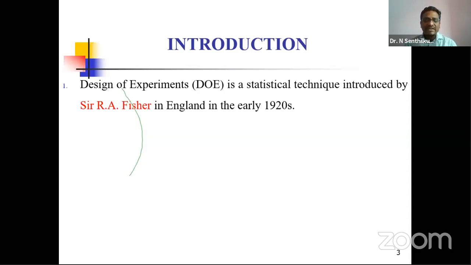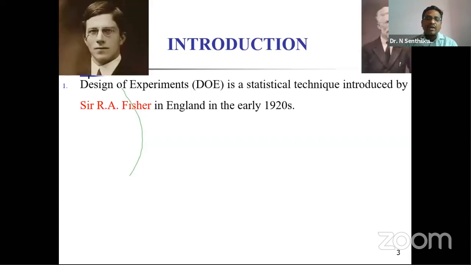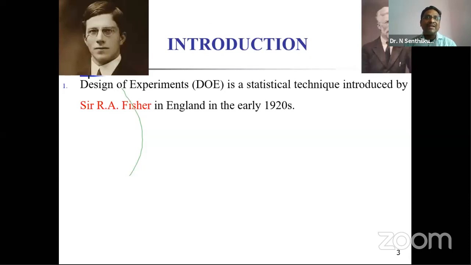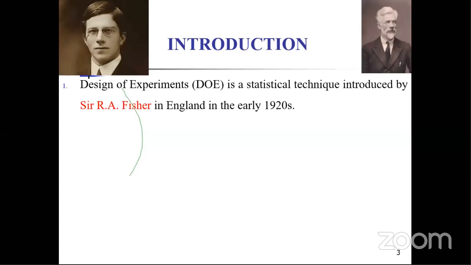Okay, so where was the first implementation of DOE done? It was done by Fisher in the agriculture field. For what purpose? The purpose of implementing DOE in agriculture was to get a better yield of crops. For obtaining better yield of crops, Fisher used this technique. So what are the inputs that he considered for his methodology, and what is the output that he considered?